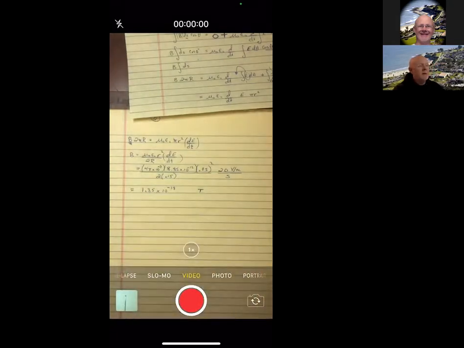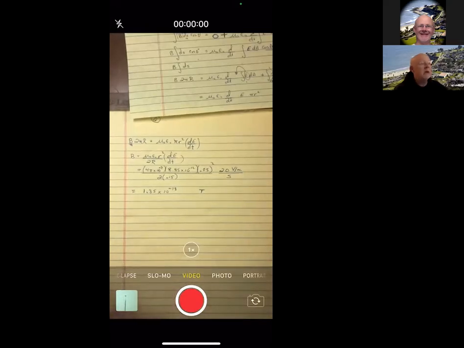Let me jump over to the solutions here. What number was this again? Number 3. Number 3 says 1.85 times 10 to the minus 18. Let me make that a little bigger just to confirm.